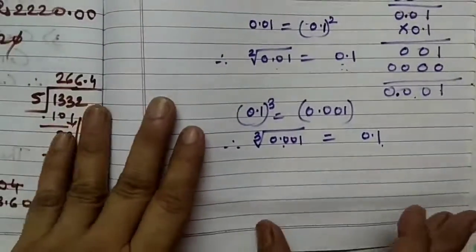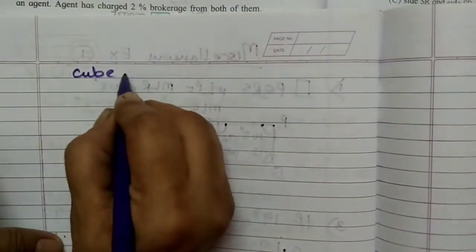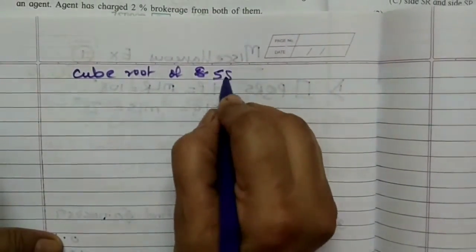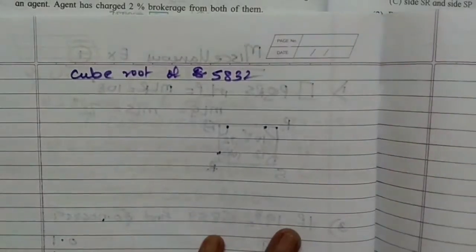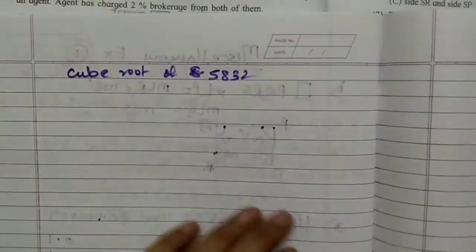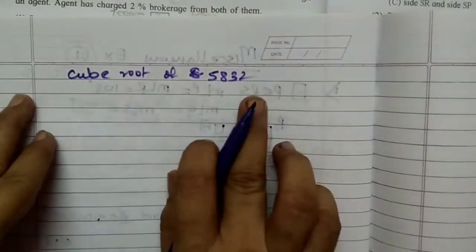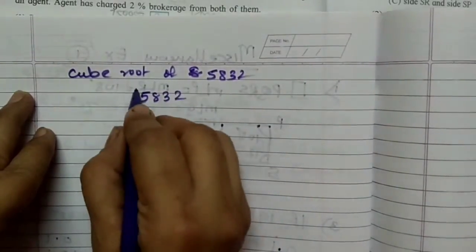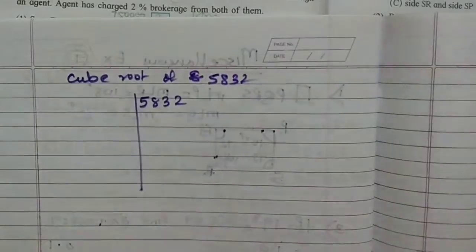Let us find out the cube root of 5832. Always check whenever you write a number, whether you are writing the correct number. So we have to find the prime factors. I hope you know how to find the prime factors.